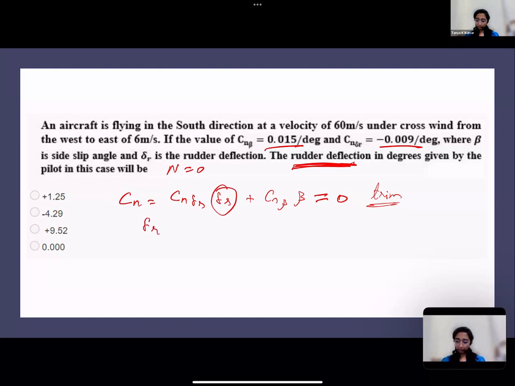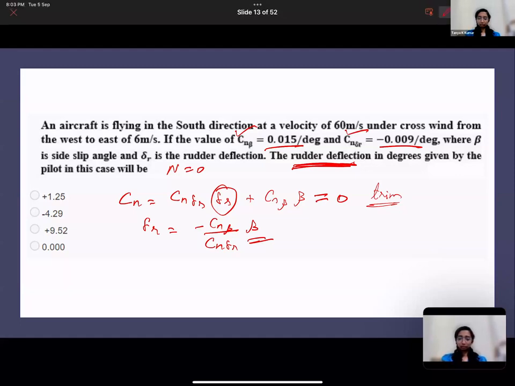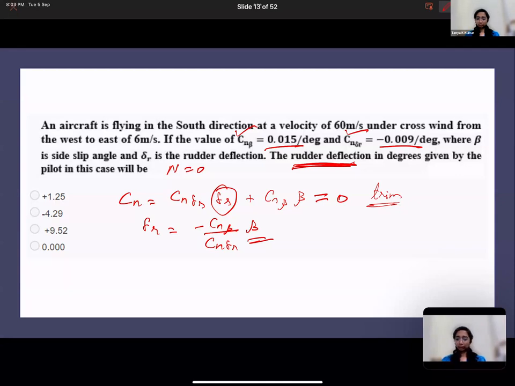What is delta R then? It will be minus Cn beta by Cn delta R into beta. Cn beta, you have. Cn delta R, you have. What you don't have is beta. Can you try and find out beta? I'll give you some time to do that. Just like the previous question, try to find beta.